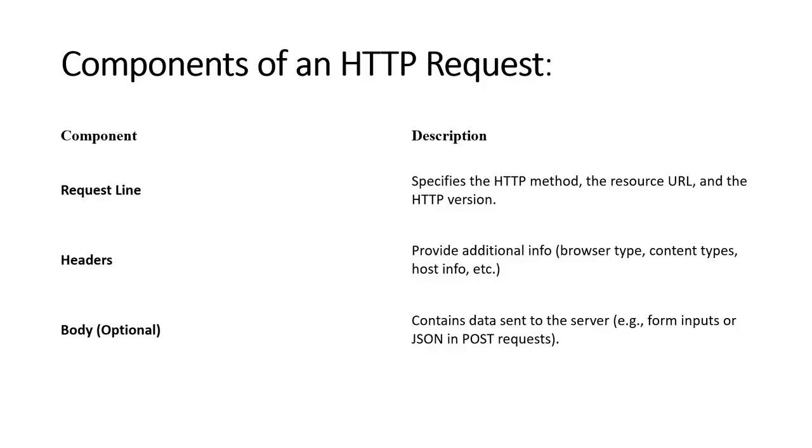The request line specifies the HTTP method, the resource URL and the HTTP version. Headers provide additional information like browser type, content types, host info, etc. The request body is optional. It contains data sent to the server. Example, form inputs.